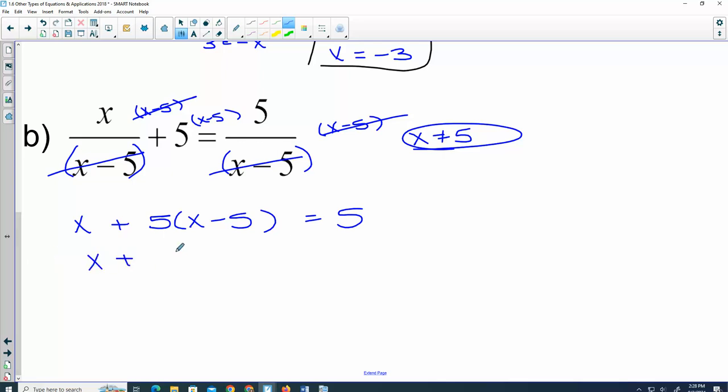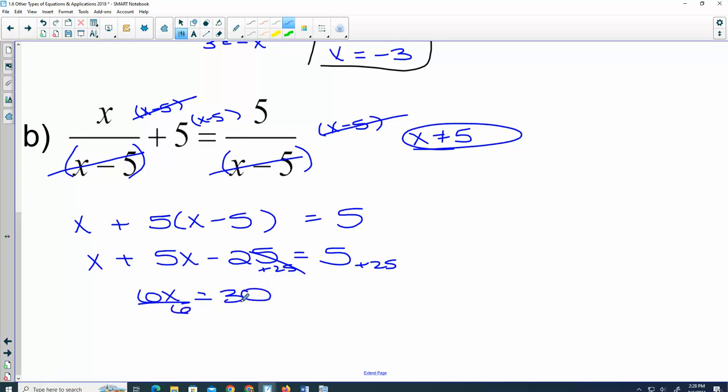X plus 5x minus 25 equals 5. That's 6x. If I add over my 25, equals 30. Divide, and x is 5. But x can't be 5. So what does that mean? No solution.